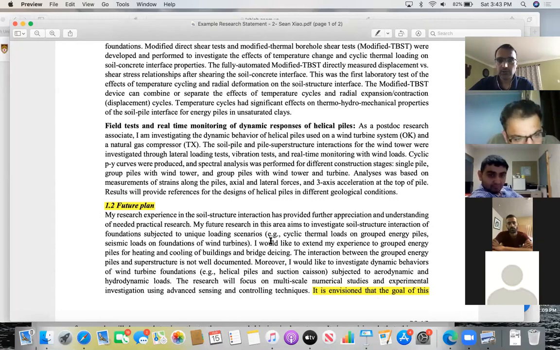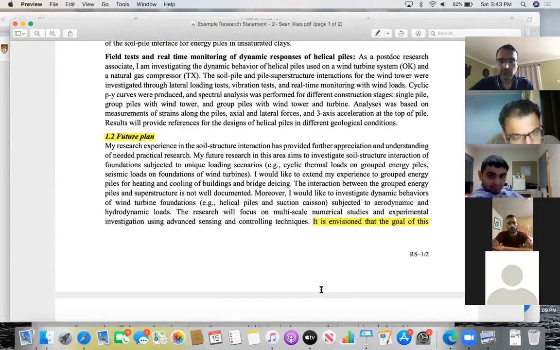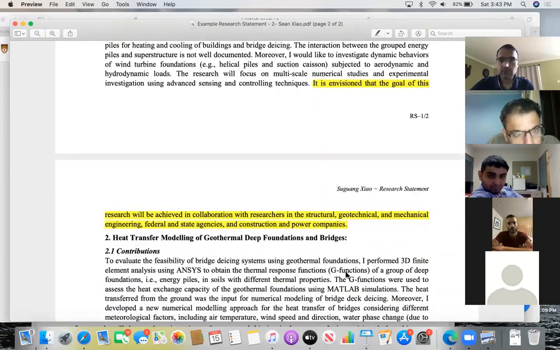And again, I would like to extend my experience to other research areas. And then if you notice, I envision this, and he basically talks about collaboration with other people from other areas, as well as funding agencies. So similar to what Thomas has done in the previous one, but again, this is slightly longer since Sean had a little bit more experience.